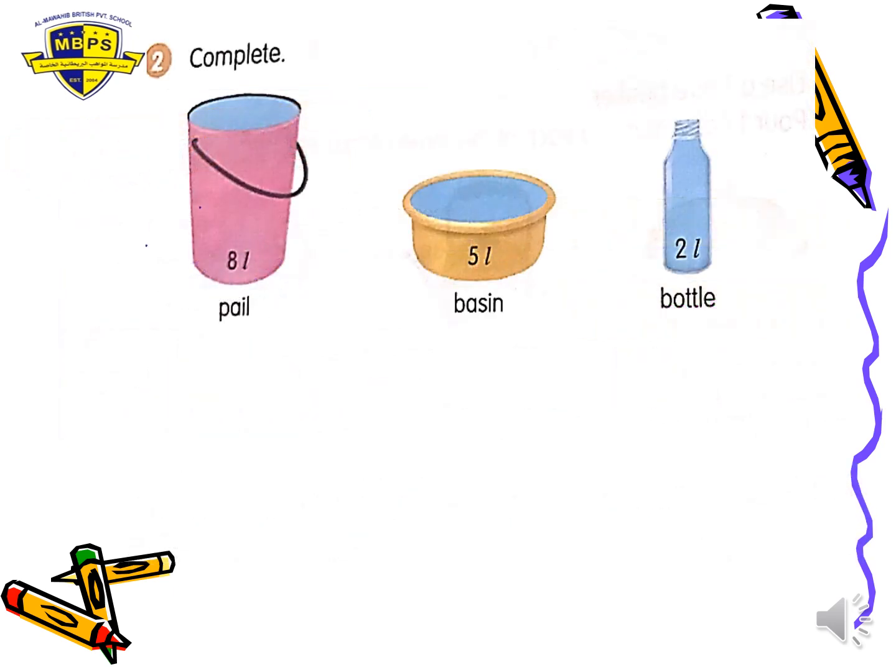Now, turn over the page and open page 148. Let us do this question together. We have in this picture 3 containers. We will compare between the containers and complete the sentences. Could you read the first sentence by yourself? Take your time.